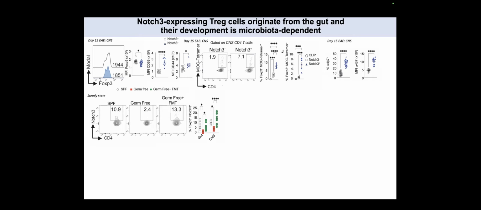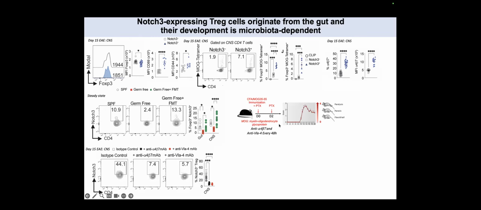To go further and really understand if the gut Notch3 positive Tregs are migrating to the CNS, we decided to block the gut homing or the CNS homing by using specific blocking antibodies. We induced EAE in wild-type mice, and we treated the mice with an anti-alpha 4 beta 7 to block the gut homing, or an anti-VLA4 to block the CNS homing, every 48 hours. What we find at the peak of the disease, at day 15, is that the Notch3 expression is normal, as we found before, in the isotype control.